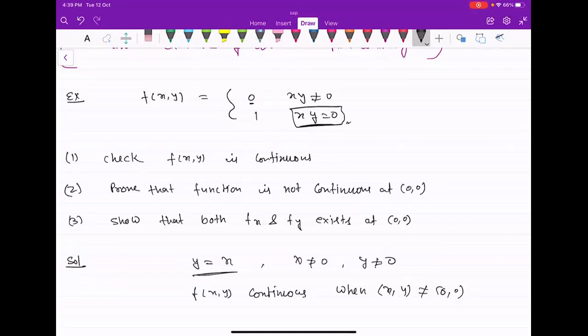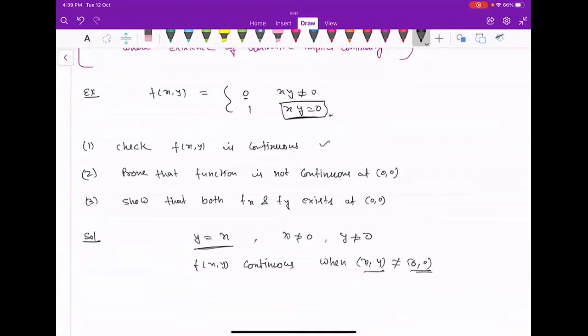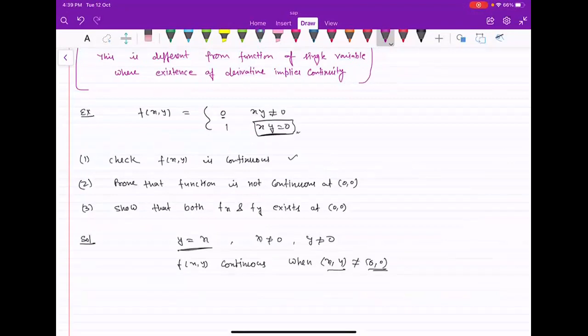Like we are taking any point when xy is not equal to 0. In that case, the function value is what? That is 0. And it is constant. So a constant function is always continuous, no? That's why it is continuous. So the first point is done. If you have confusion, then ask. After that, the second point is what?